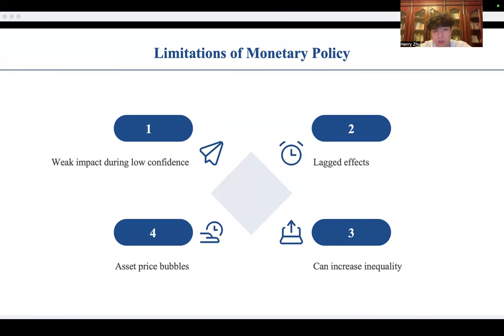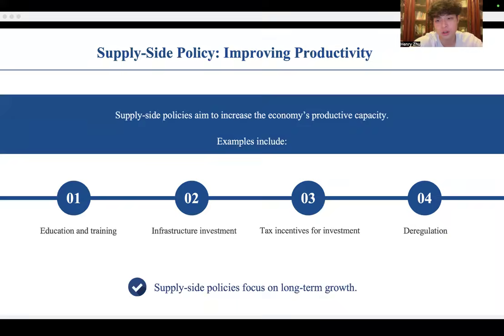Monetary policy can also increase inequality. People who own houses or shares often benefit when asset prices rise. Finally, keeping interest rates very low for too long can contribute to asset price bubbles, where house prices or stock markets become unsustainably expensive. So interest rates are powerful, but they're not a perfect solution.